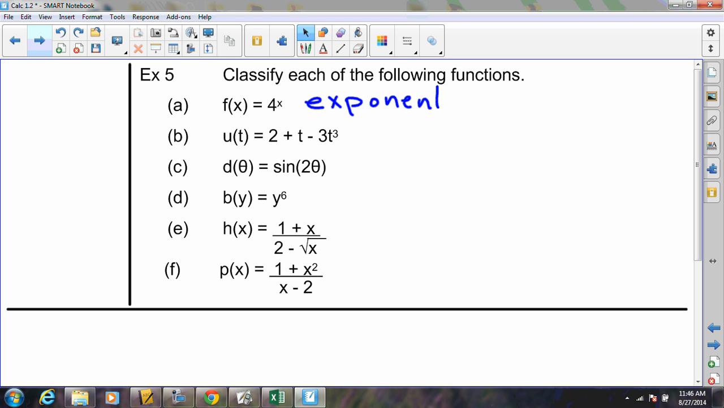What of the others? Okay, u of t. Oh, so you skipped D. Oh, okay, I understand. You skipped C, we'll come back to it, and went to D. No, we skipped C and went to C. We said C was a trig function. Okay. Okay, so we have a trigonometric function.